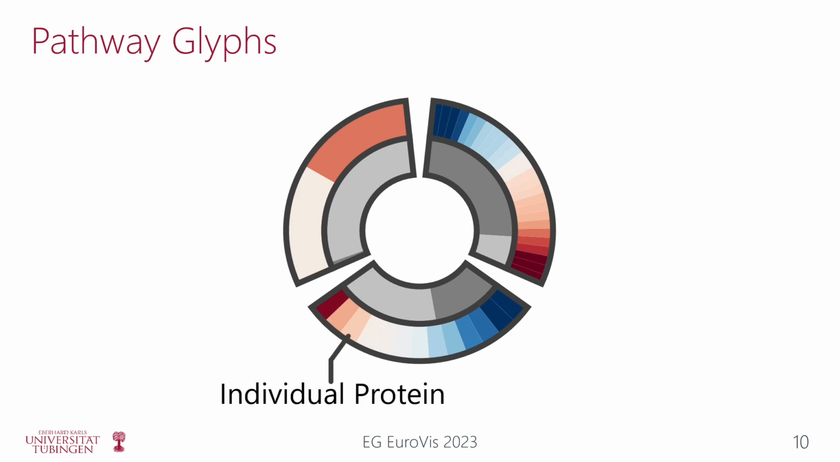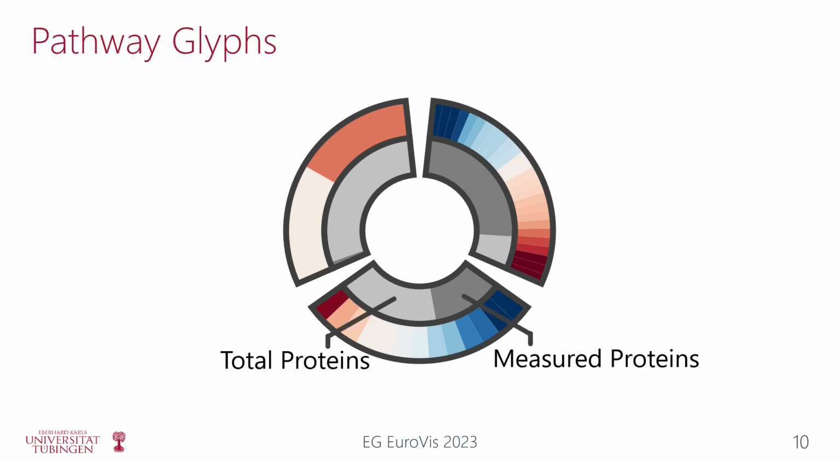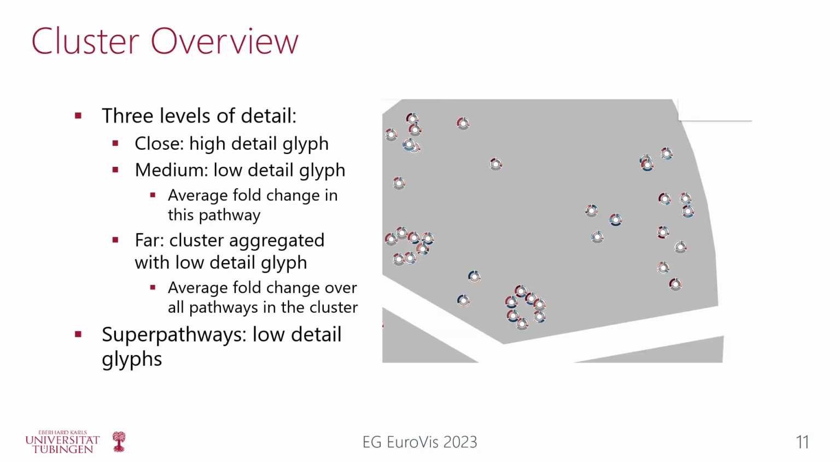They are colored on a blue to white to red diverging color scale, depending on their associated measurement value. The inner ring indicates how many entities of a given type, for example proteins, are present in the pathway and how many of them were actually measured in the given experimental data set. The glyph exists in 3 detail levels. In the highest detail level, used when zoomed in closely, the glyph appears as shown previously.